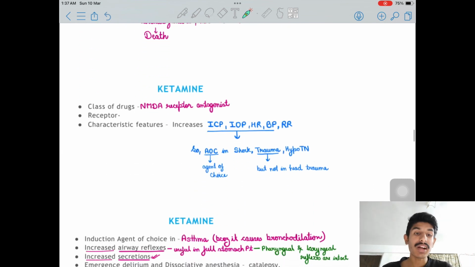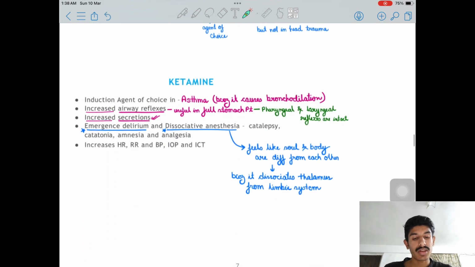The next is ketamine. We already talked about ketamine. It increases all of these parameters. It is the agent of choice in trauma, and it acts on the NMDA receptor. It causes bronchodilation. What do we need in asthma? In asthma there is bronchoconstriction, so we need dilation. Ketamine will dilate the airways, so oxygen will reach the lungs more. That's why it is the agent of choice in asthma.